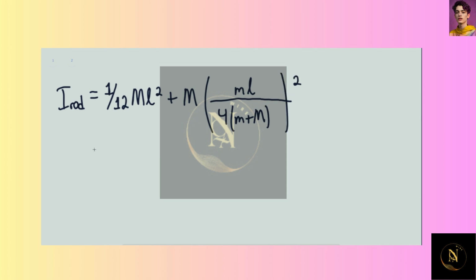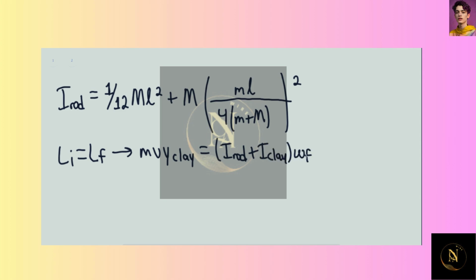And so we can then say that we're going to apply the conservation of angular momentum about the system's center of mass. So L initial equals L final, applying again the conservation of angular momentum. This is giving us mv y of the clay. This would equal the moment of inertia for the rod plus the moment of inertia for the clay multiplied by the final angular velocity. And so the final angular velocity would be equaling the mass times velocity times y sub clay divided by the moment of inertia for the rod plus the moment of inertia for the clay.